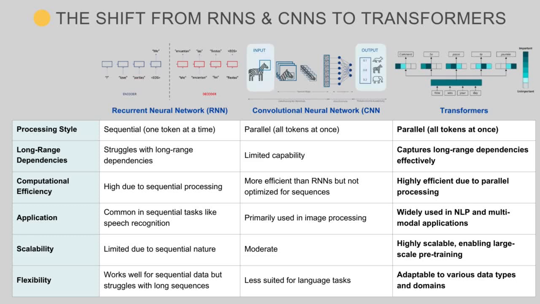Okay, so what are the limitations of CNNs? So CNNs can process data in parallel, but they are not inherently designed to handle sequential data in the same way as RNNs or transformers. CNNs may struggle with capturing long-range dependencies. CNNs are more commonly applied in image processing rather than natural language tasks.